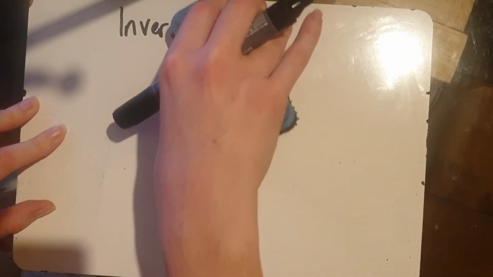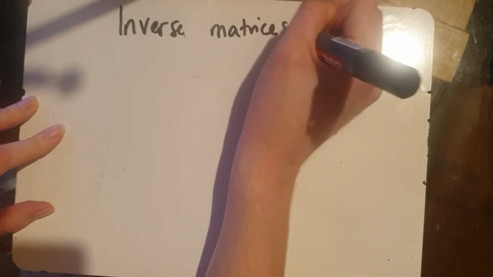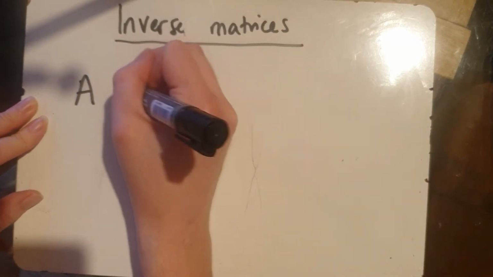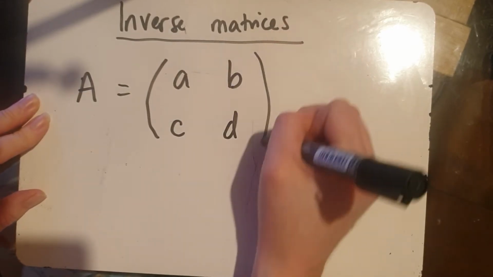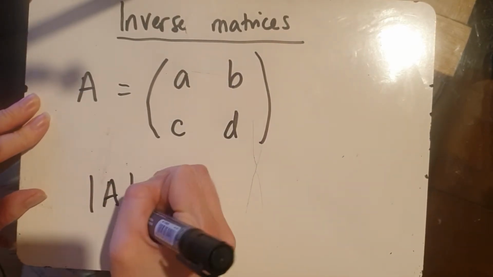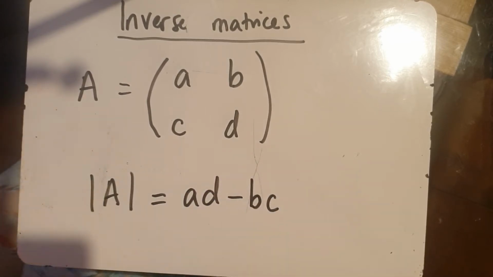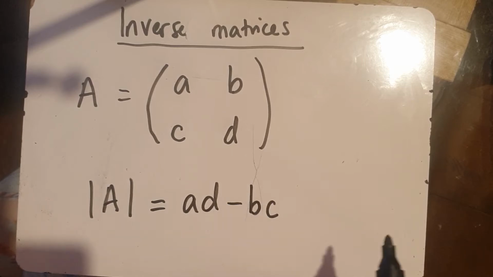Today we are going to be looking at inverse matrices. In the last matrices lesson, you finished off by looking at determinants of a matrix. So if we have a matrix A, which is a, b, c, d, then the determinant of that matrix is a number, and it is ad minus bc. The determinant of a matrix helps us find the inverse of a matrix.